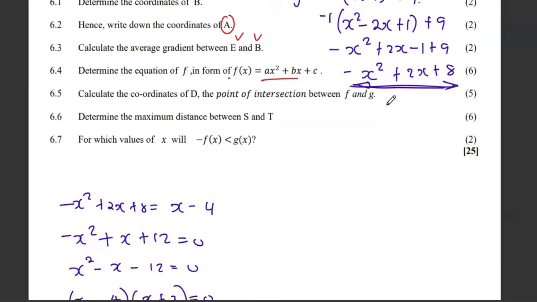Then let's use the equation of the line, x minus 4, and get what y is. So it's going to be negative 3 minus 4, which gives us a negative 7. Therefore, D is negative 3 and negative 7. Okay, the coordinates of D. Perfect. Then get the maximum distance between S and T.